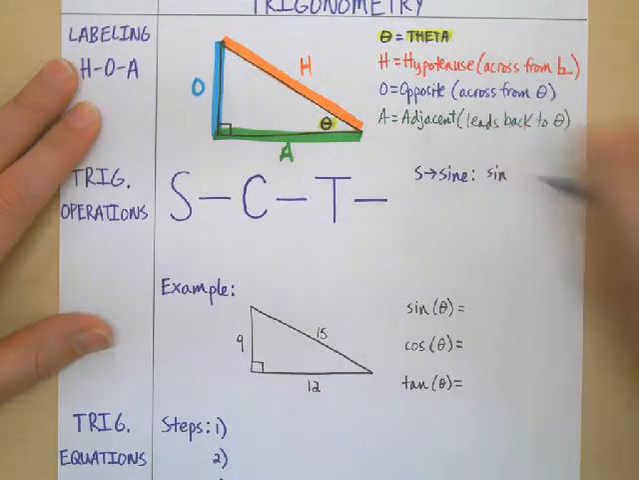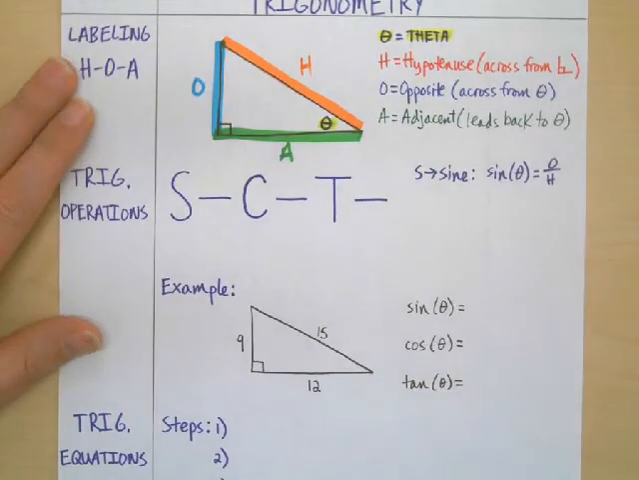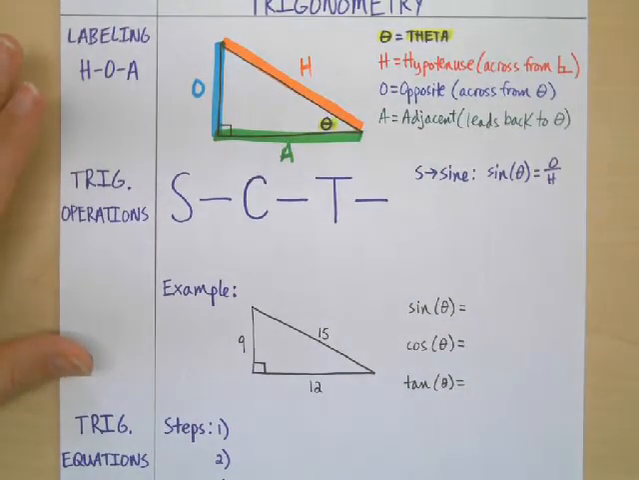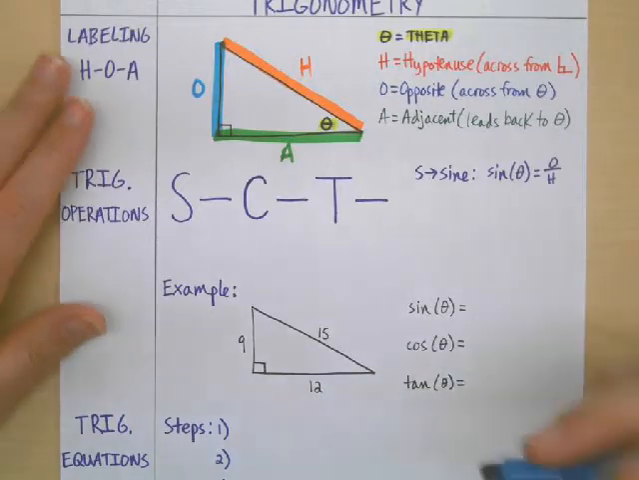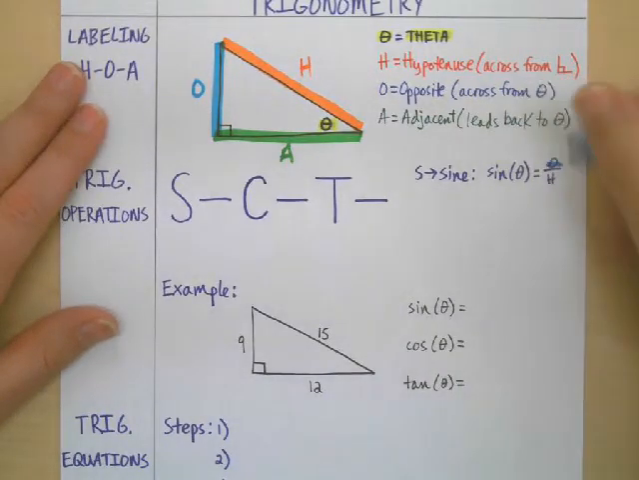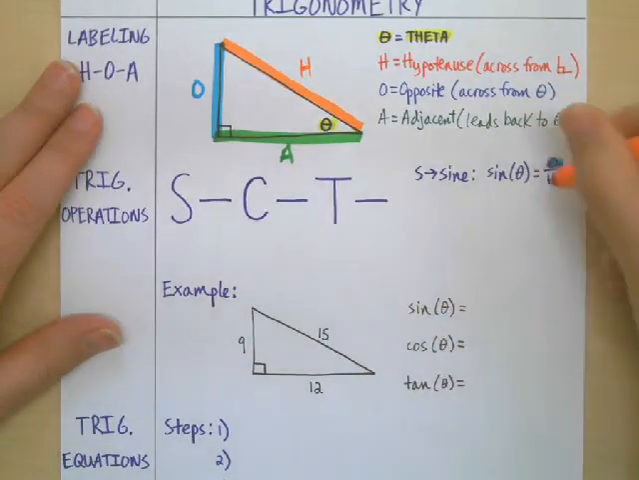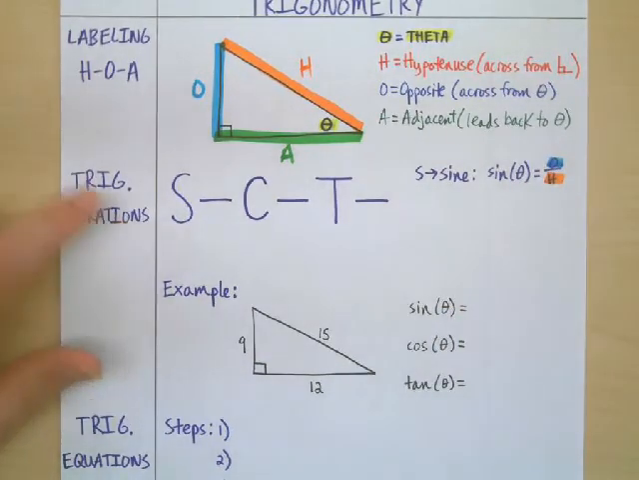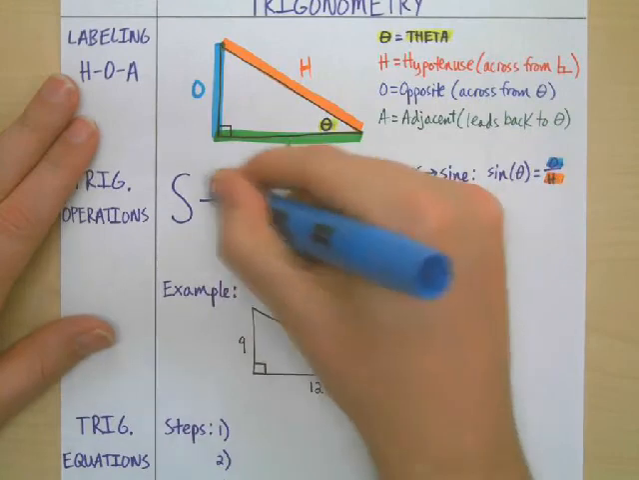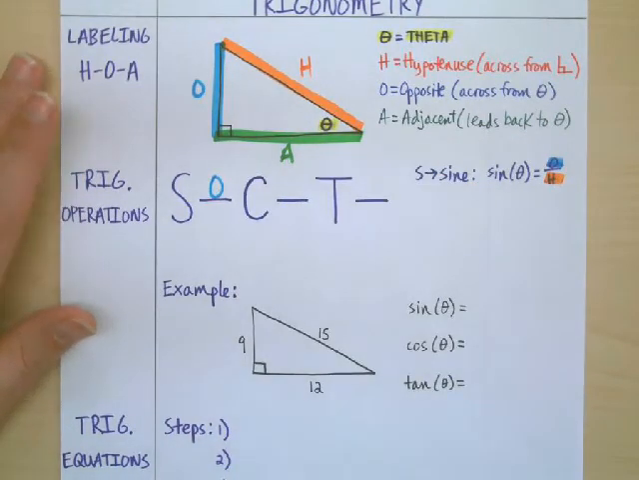I abbreviate the word sine using S-I-N, and then next to it I'm going to put theta in parentheses. Sine theta really equals O over H. Remember, O in the picture above was my blue, and H was my orange. Next to the big S, I'm going to fill in O over H.